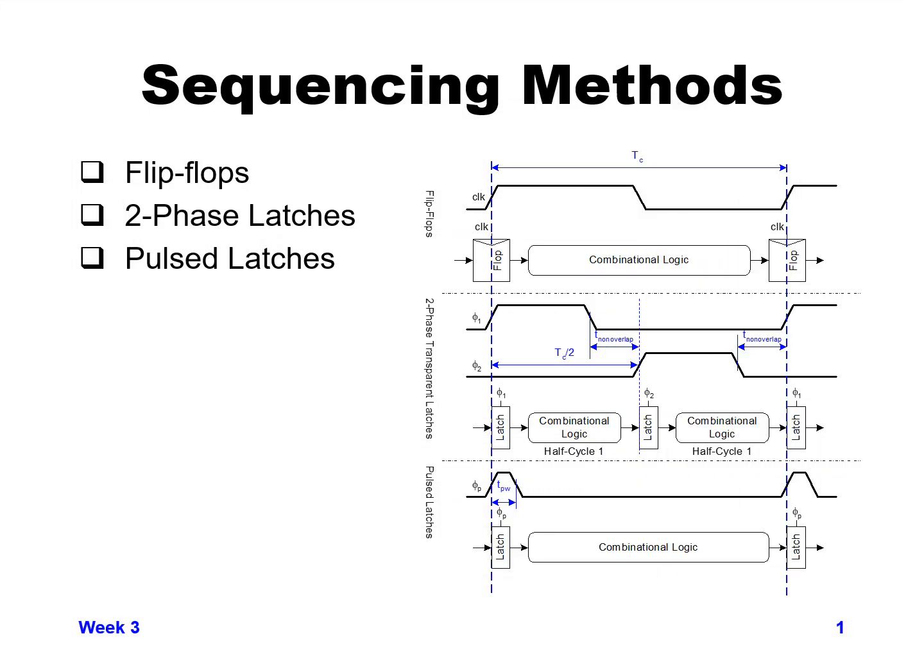Now that we've gone through the designs for flops and latches, let's go through the sequencing methods for how we actually use these along with combinational logic. So you can see off to the right here, there's a diagram that shows three different ways of using flip-flops and latches to do sequencing of our logic. In the top one here, we have two flops, and in between the two flops we have some combinational logic which will perform the logic that we want.